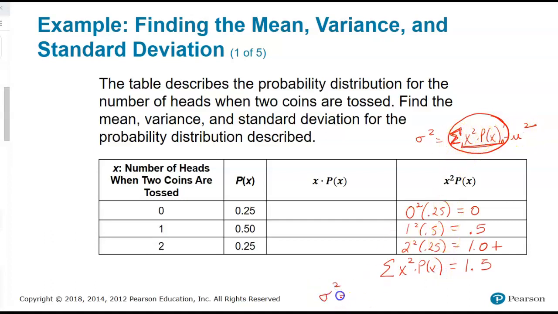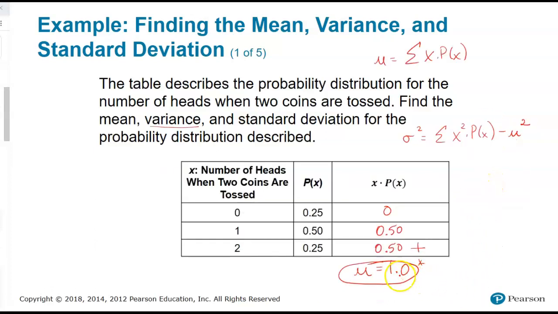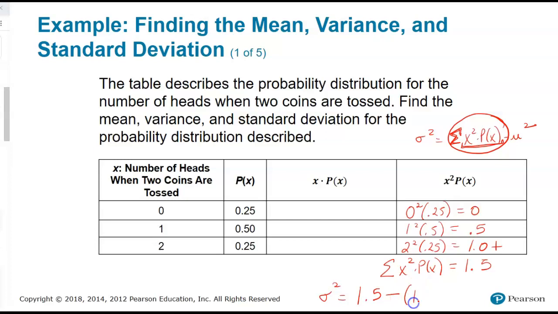So the variance then is going to be this part, which is 1.5 minus my mean. If I go back a screen here, my mean was 1, squared. Well, 1 squared is just 1. So my variance is going to be 0.5. Since the X represents the number of heads, this is 0 heads, 1 head, 2 heads. Variance is a squared term, so this will be heads squared.